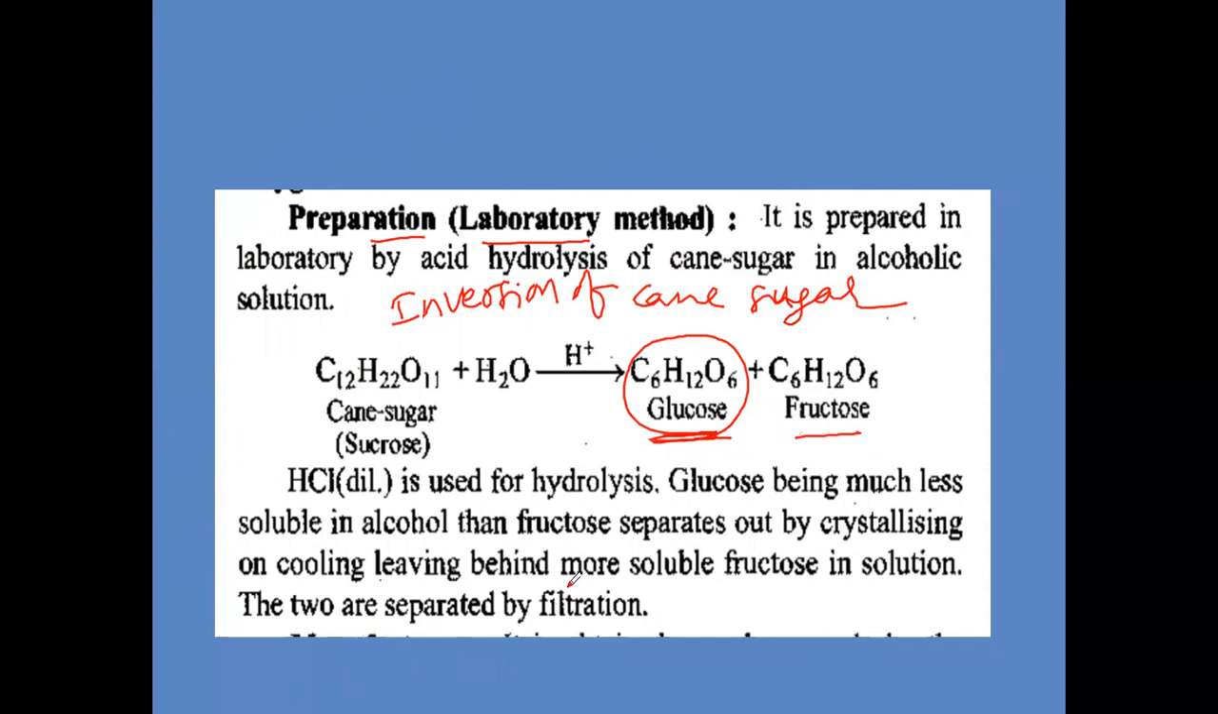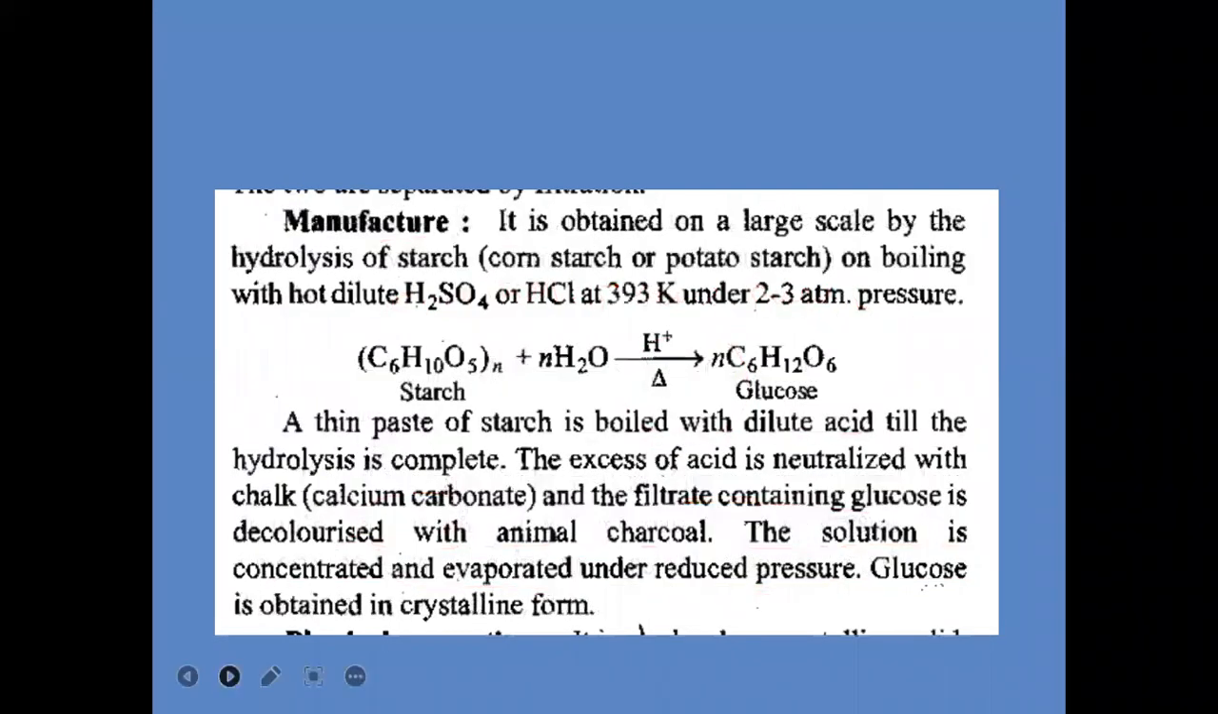Like this, glucose can be prepared here. And what is more soluble between these two? Fructose is more soluble in solution. Glucose is less soluble. Glucose, being much less soluble in alcohol than fructose, separates out by crystallizing on cooling, leaving behind the more soluble fructose in solution. In this way, we can separate glucose and fructose from each other by using alcohol solution.